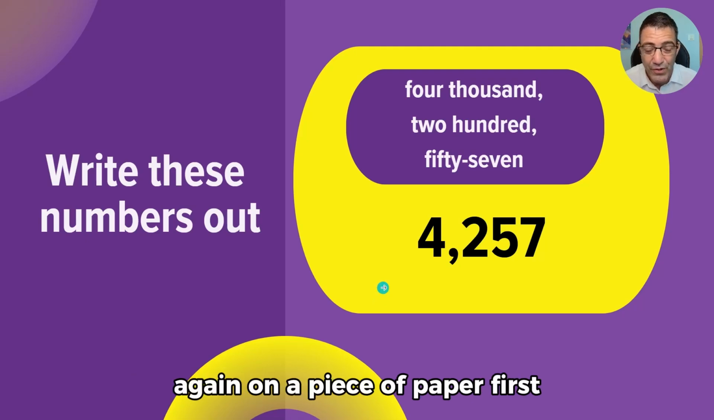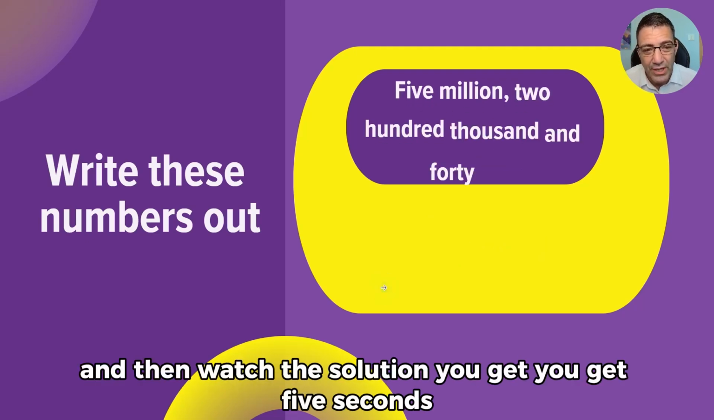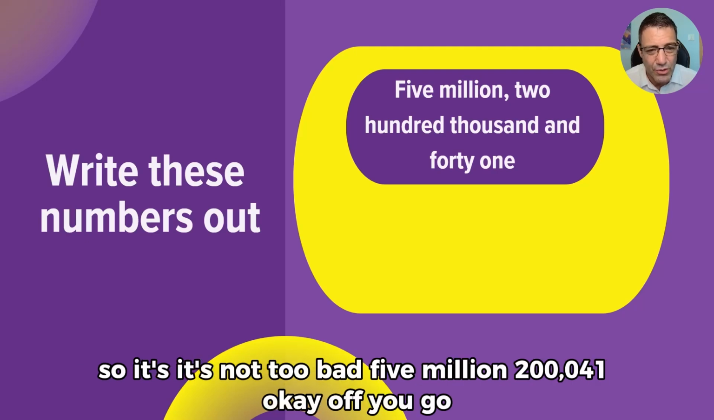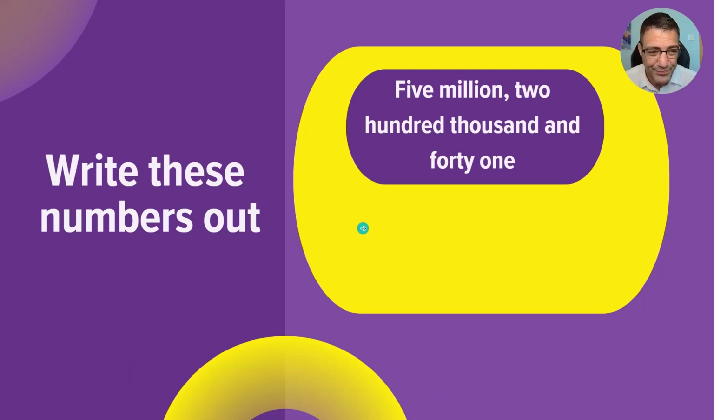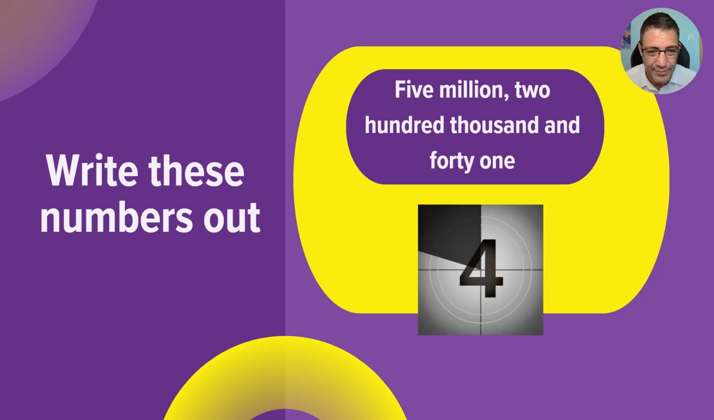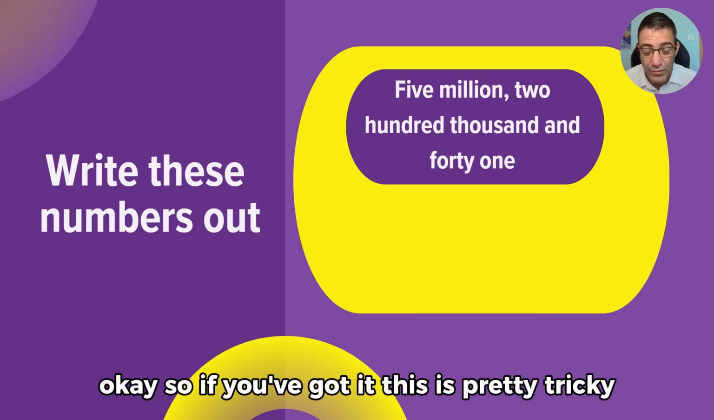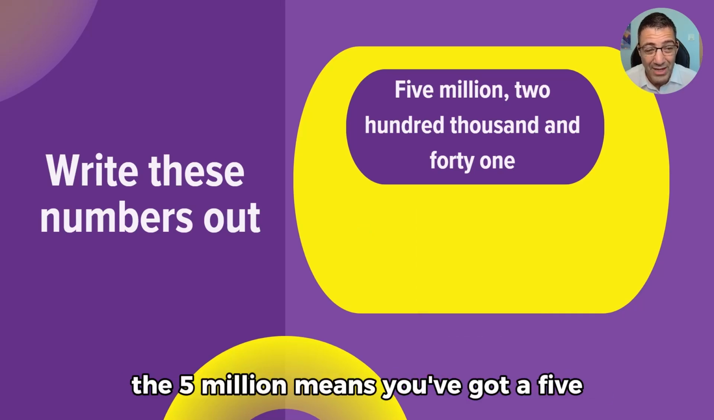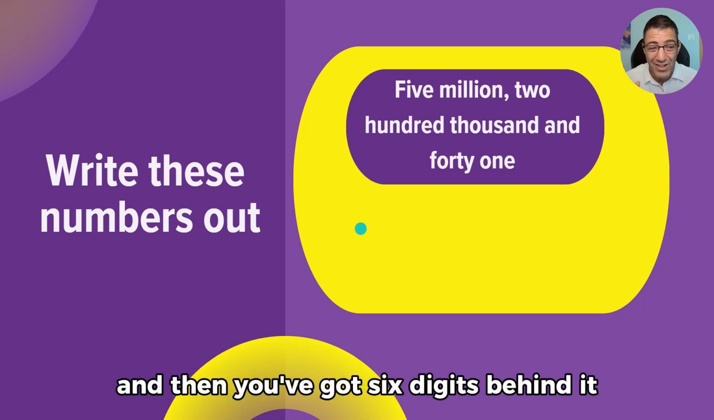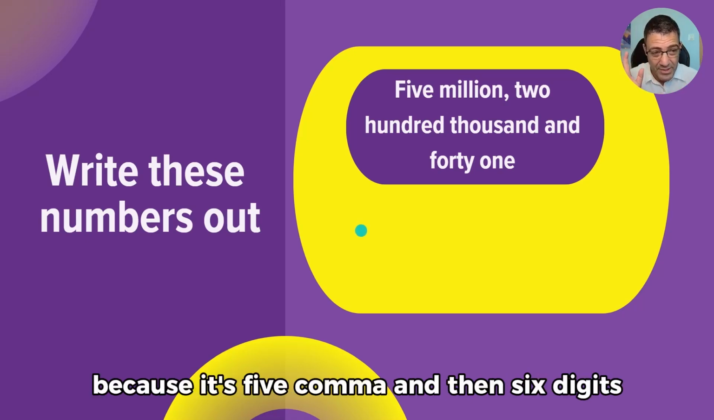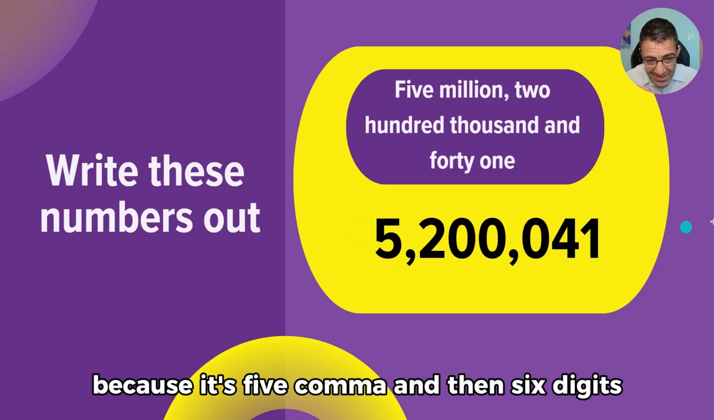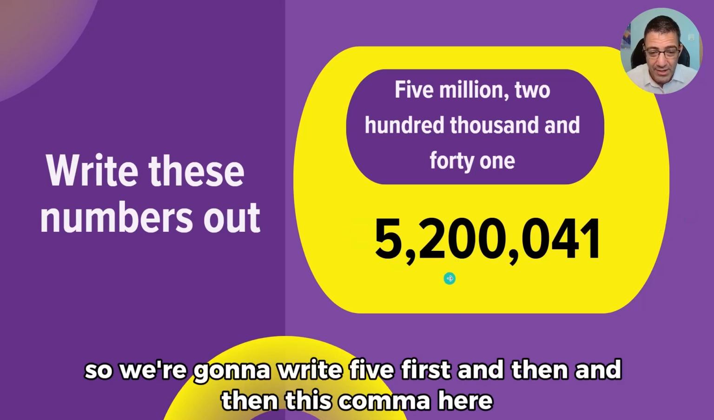Okay, let's try something a little bit harder. Again, on a piece of paper first, and then watch the solution. You get 5 seconds, so it's not too bad. 5,200,041. Okay, off you go. Okay, so if you've got it, this is pretty tricky. The 5 million means you've got a 5, and then you've got 6 digits behind it, because it's 5 comma and then 6 digits. So we're going to write 5 first, and then this comma here.